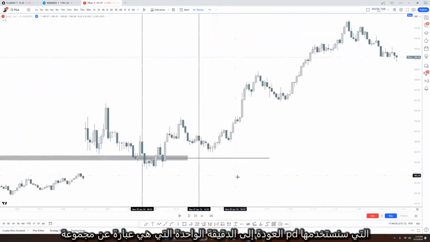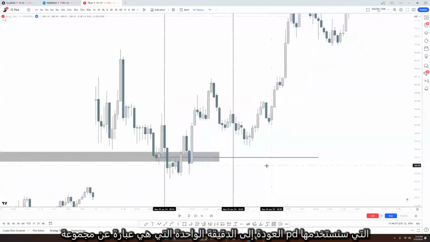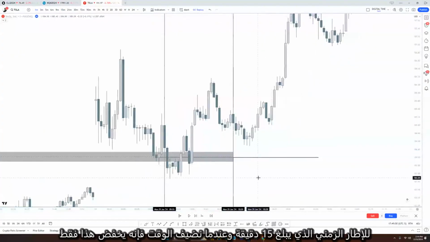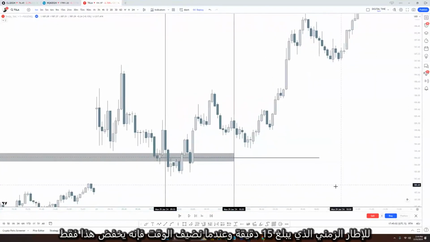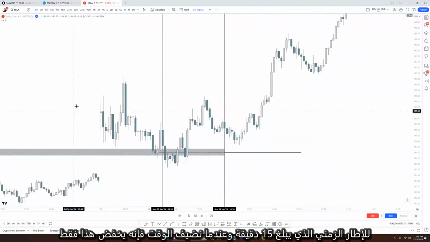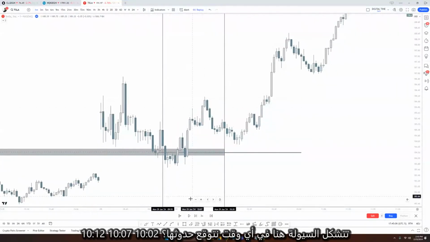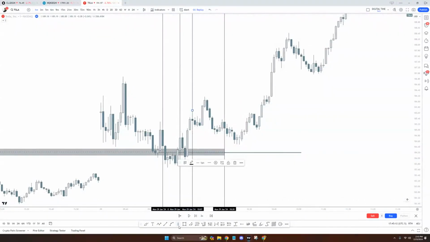Go back to the 1 minute. That's the PD array that we're going to be using for the 15-minute time frame. And when we include time in this low resistance liquidity forms right here, what time do we expect a move to occur? 10:02, 10:07, 10:12.